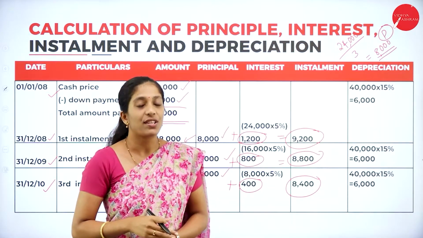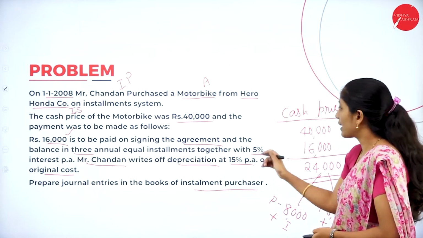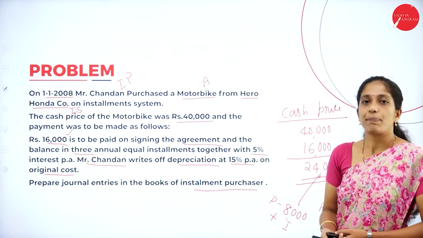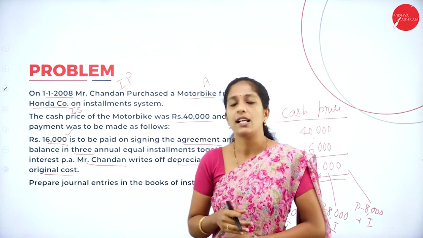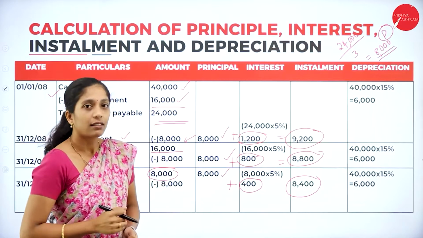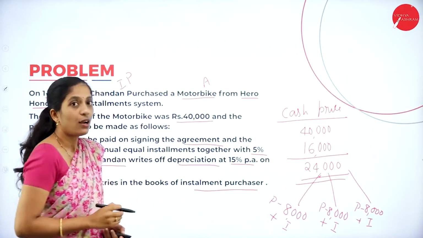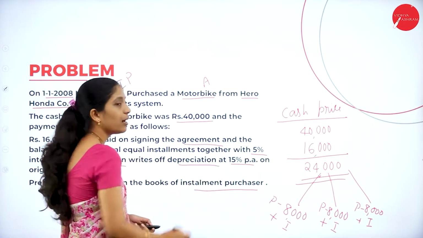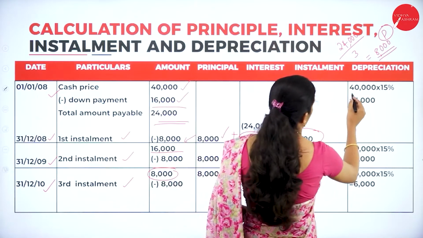Now come to the depreciation. What they have told in the question is that depreciation has to be calculated at 15% per annum on original cost. That is, on the straight line method, we have to calculate the depreciation. Now what is the cash price of the asset? 40,000. What is the percentage of depreciation? 15%.